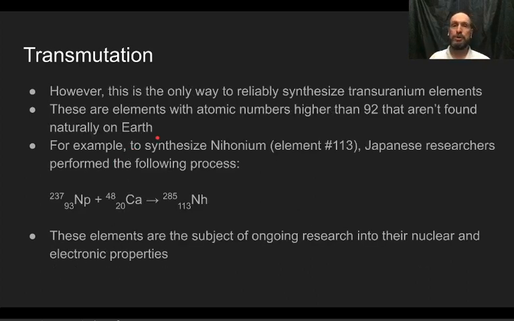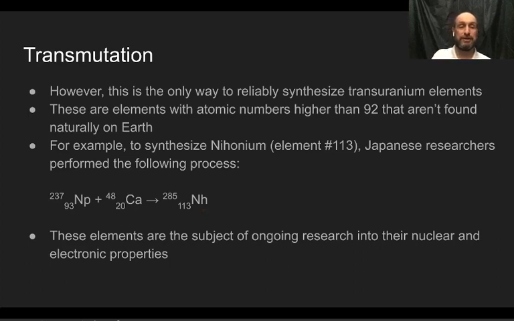This is really the only way to synthesize transuranium elements. Elements higher than atomic number 92 aren't really found on Earth. So if you want to synthesize them to study them, you have to make them in the lab. And here's an example of a Japanese team that synthesized element number 113, nihonium. And here's how they did it. They took neptunium-237, and they hit it with calcium nuclei to form this nihonium-285. Okay, and this is how all of those new elements that have been recently added to the periodic table were synthesized.